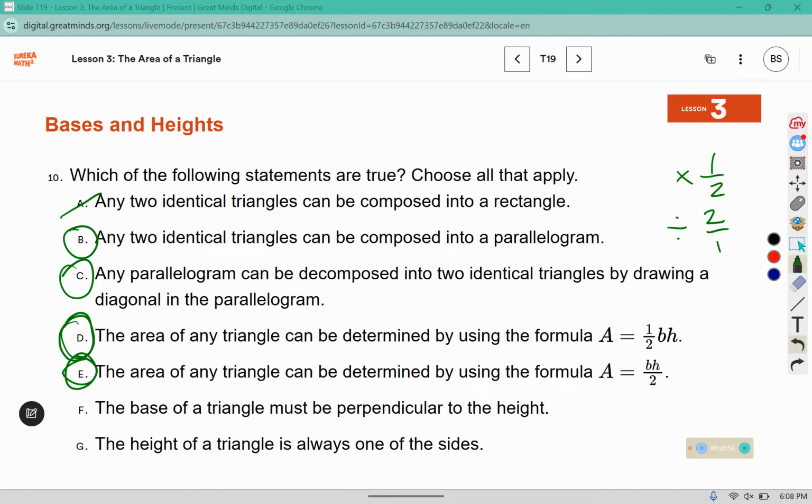The base of a triangle must be perpendicular to the height. Yes. The height of a triangle is always one of the sides. No, sometimes it's inside of the triangle, and other times we had to sketch it outside of the triangle.